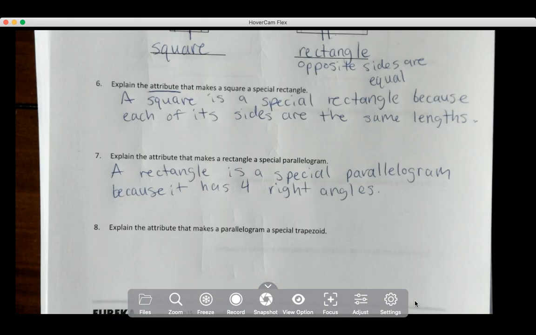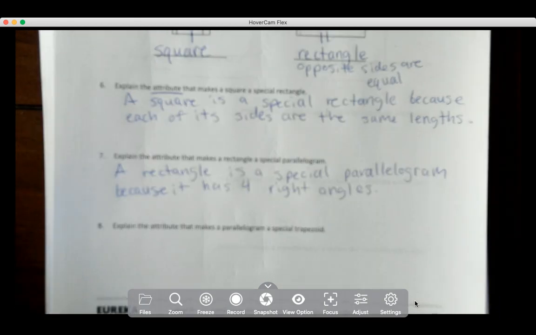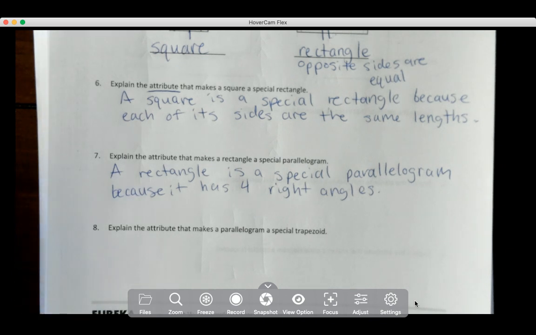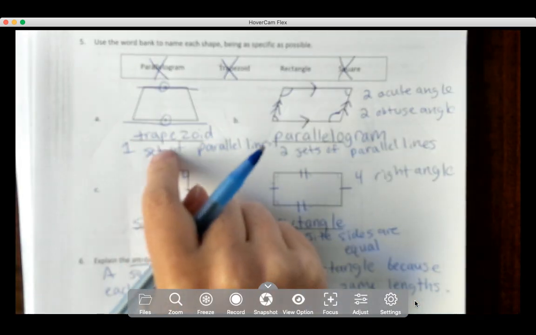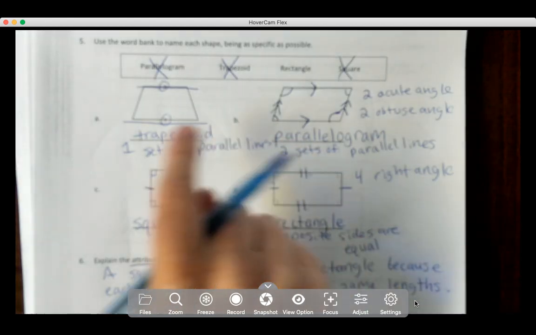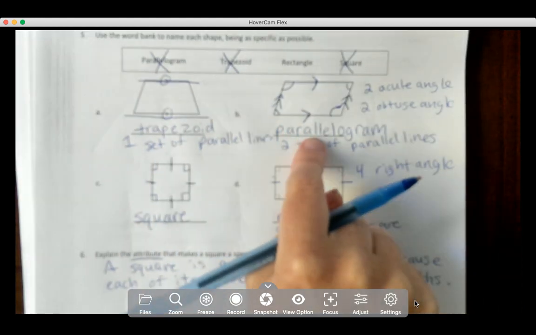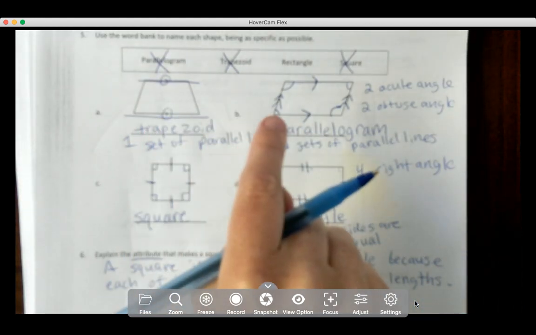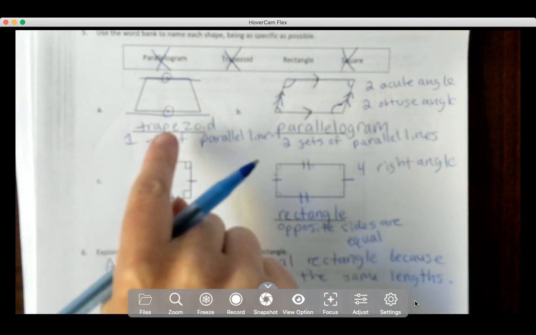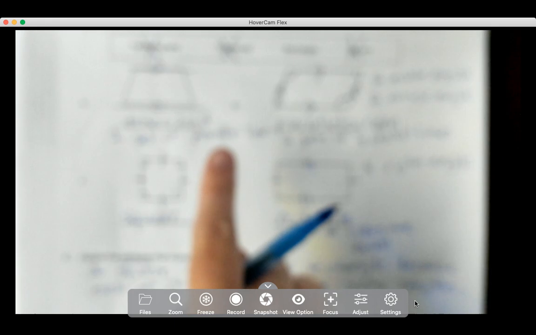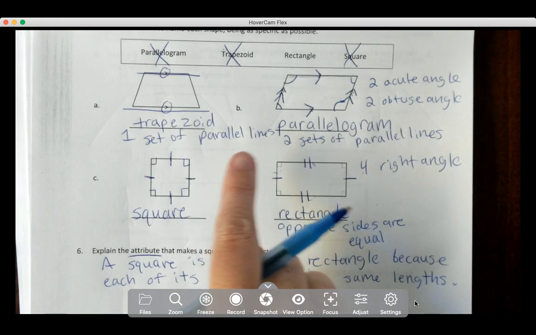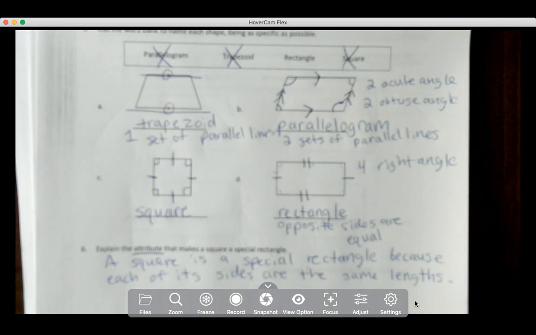For our last problem of lesson 15, it says, explain the attribute that makes a parallelogram a special trapezoid. So what makes a parallelogram a special trapezoid? So think about it. What's the difference between a parallelogram and a trapezoid? Think about that. What's the difference?